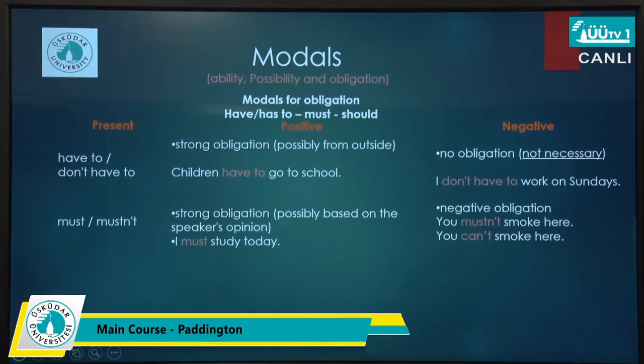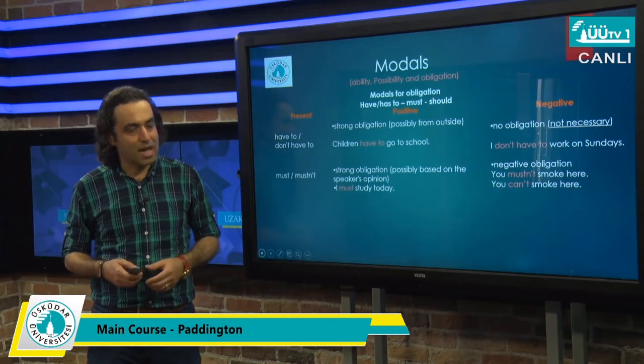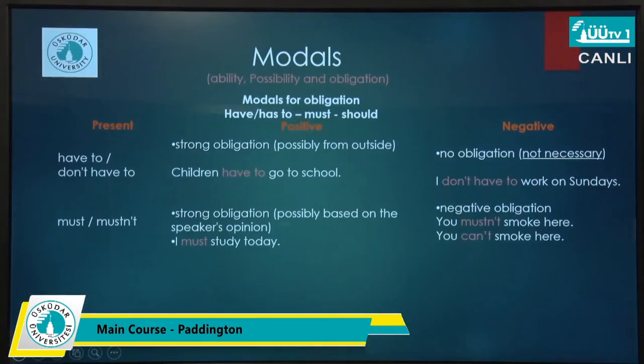As I said, have to and must are very similar to each other in positive. But when they go to negative, they are totally different from each other. Because don't have to doesn't have any pressure at all. There is no obligation, and it is just talking about not necessary. So the phrase not necessary is the key word. The example says, I don't have to go to work on Sunday. Why? Because it is a holiday. So it is not necessary for me to go to work. There is no obligation, just not necessary.